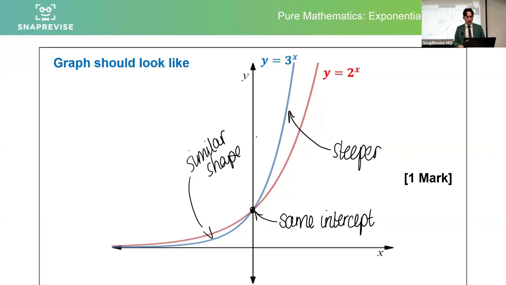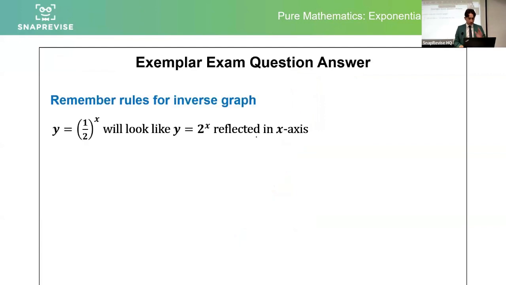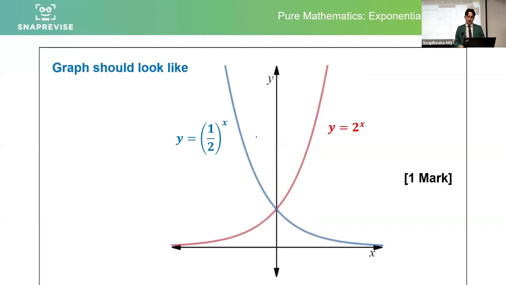There we go. So then the next one, for the inverse graph, half to the x. Now think about 2 to the x. A half to the x is like 2 to the minus x. So 2 to the minus x is a reflection in the y-axis, as we mentioned earlier. So that will be it, another 1 mark. And it's almost like one of those all or nothing things. You either know it or you don't.